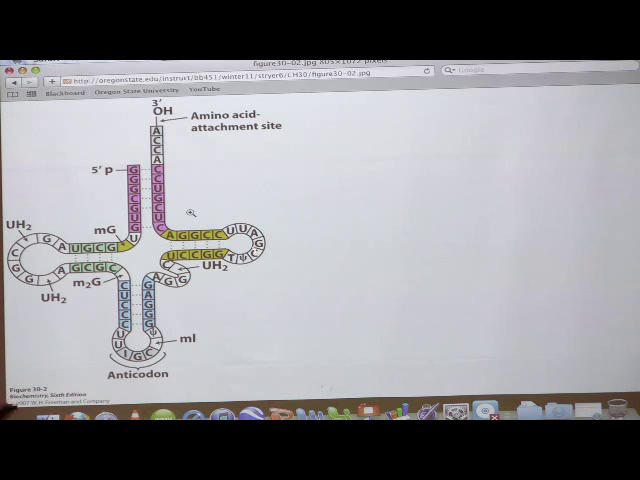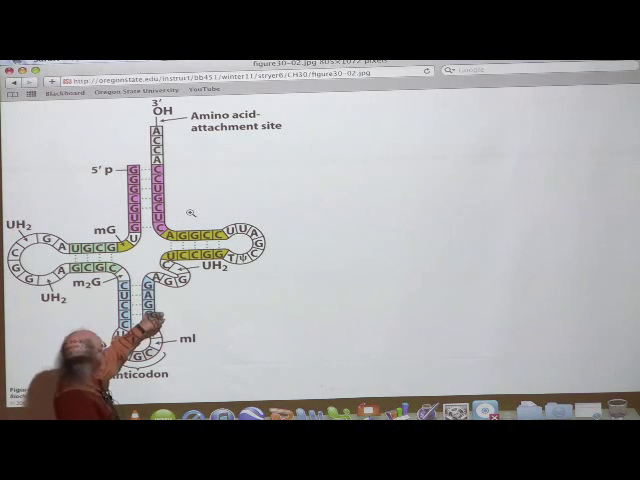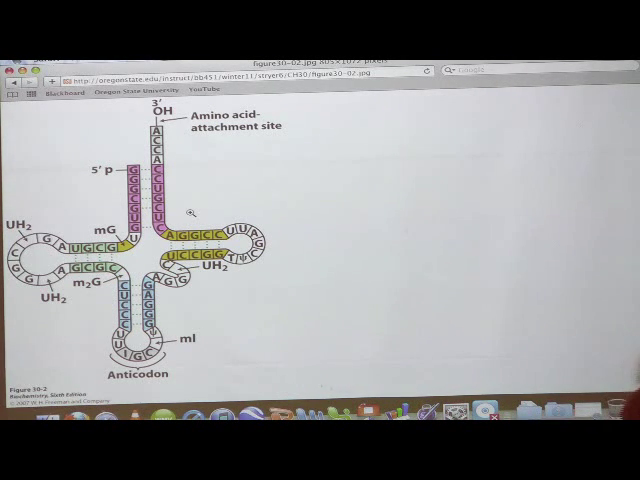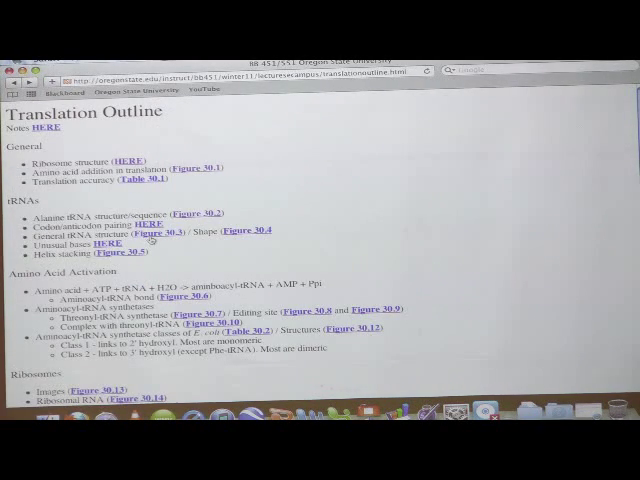But you can see the basic structure that we saw the other day. There's our CCA sequence at the 3' end. There's that cloverleaf-like structure that we see there. There are some modified bases in here. There's pseudouridine, etc. But the most important things for our purposes are the anticodon loop and the place where the amino acid gets attached, which is at that 3' hydroxyl of the transfer RNA. The role of the transfer RNA is to carry the proper amino acid to the ribosome so it can be incorporated into the growing polypeptide chain.